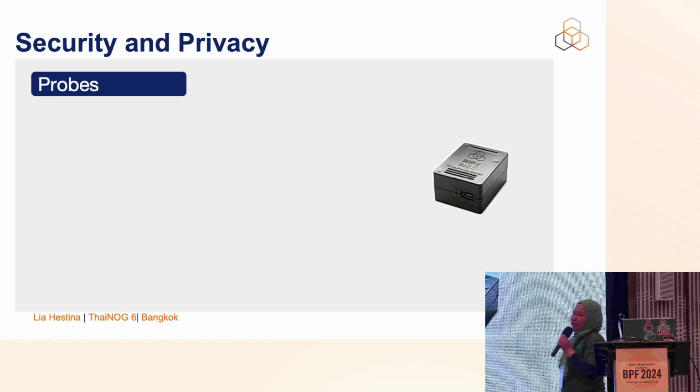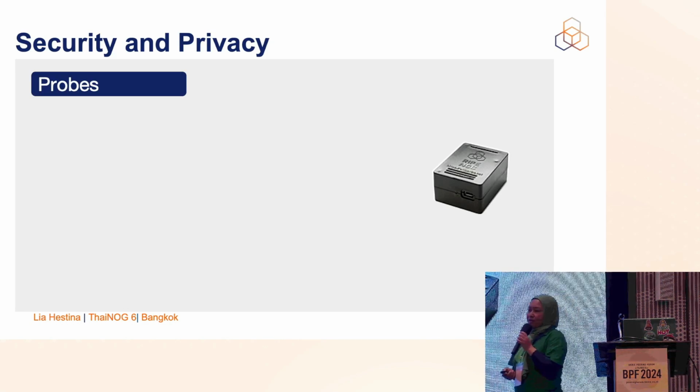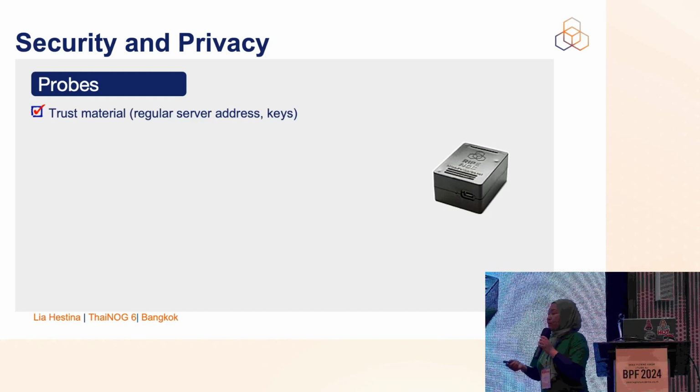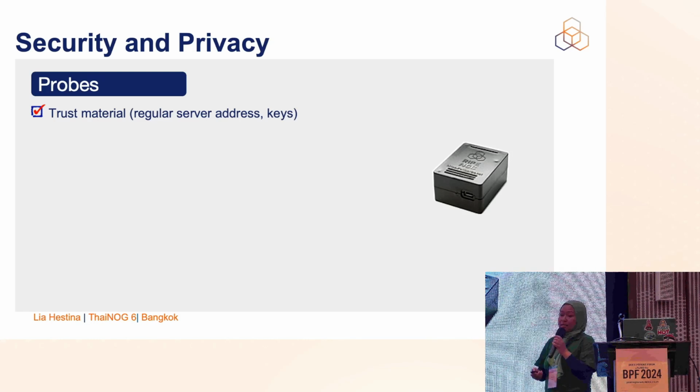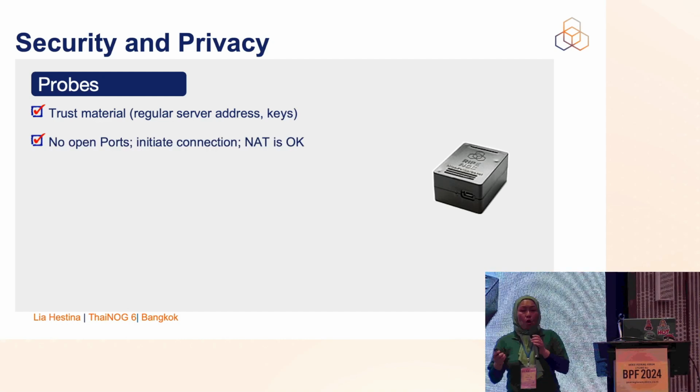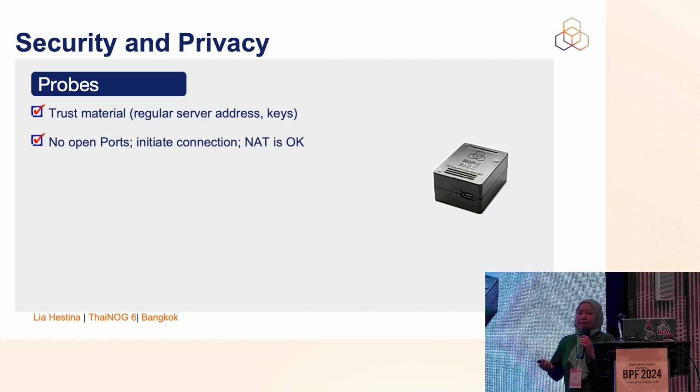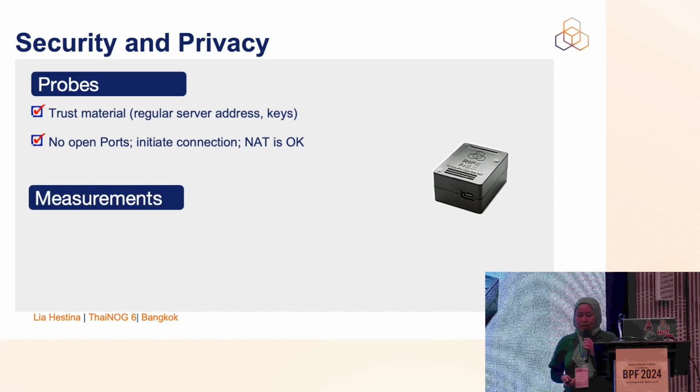What about security and privacy? We find security and privacy very important with the hardware probes. Later I will talk about the software probes. It's from trusted material. It has a regular server address, it has keys, and there are no open ports. And the probe is the one that initiates the connection, and you can put it behind a gateway, behind a NAT. And what about the measurement?